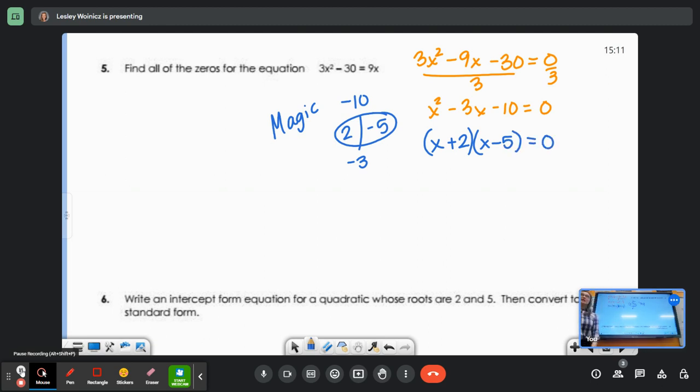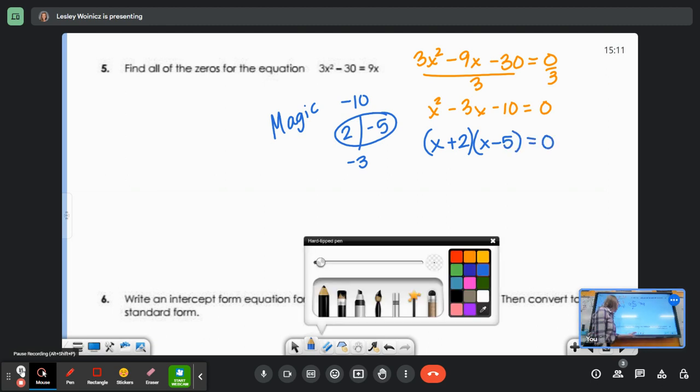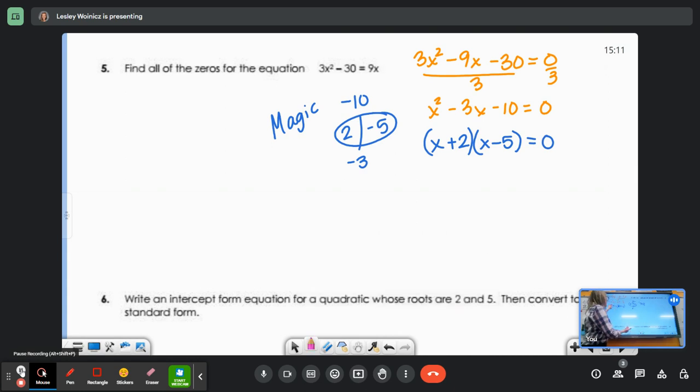Okay, now what am I ready for? I've got my beautiful factors set equal to 0. What property? The zero product property. So that's x plus 2 equals 0 and x minus 5 equals 0.